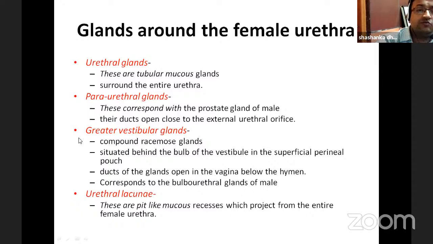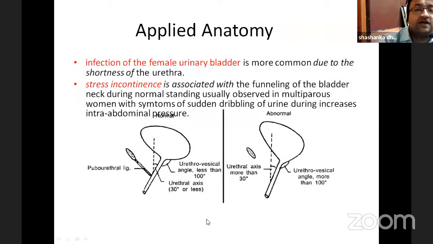The greater vestibular glands are the homologue of the bulbourethral glands of the male. MCQ point. Urethral lacunae are pit-like mucous recesses which project from the entire female urethra.